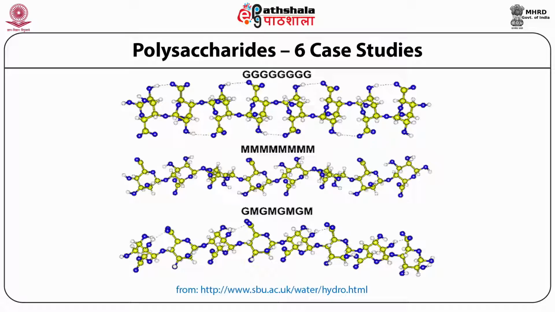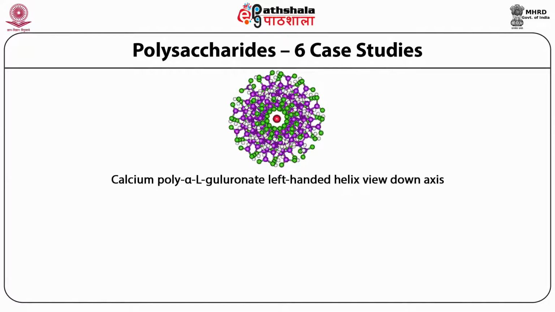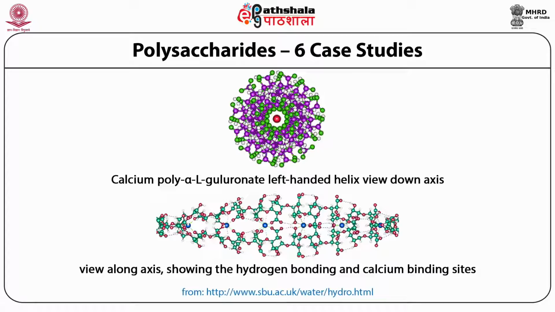Also explained is the aggregation of mannuronate and guluronate with the calcium atom in the middle. So, calcium poly alpha L-guluronate, left-handed helix, viewed down the axis and along the axis, shows the hydrogen bonding and the calcium binding sites. In the vertical view you will not see the hydrogen bonding, whereas in the horizontal view you can see the hydrogen bonding present in the unit as well as the binding site in the case of calcium 2+ ions.